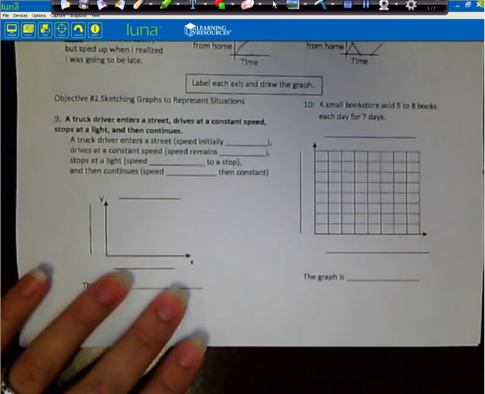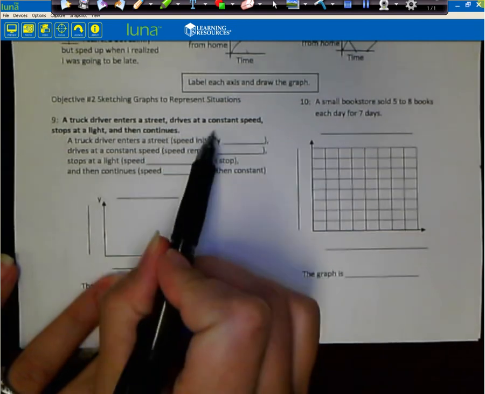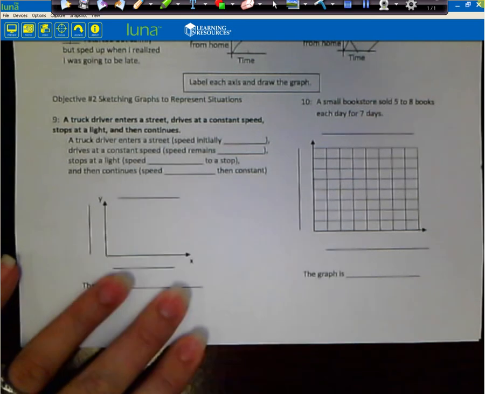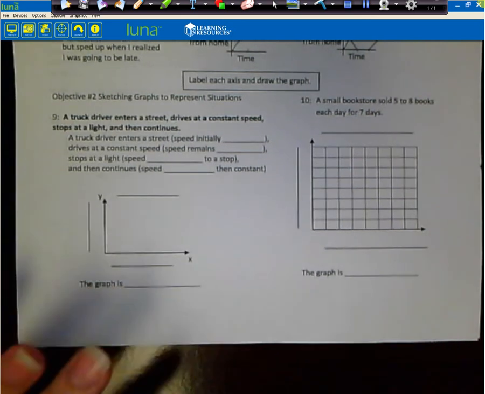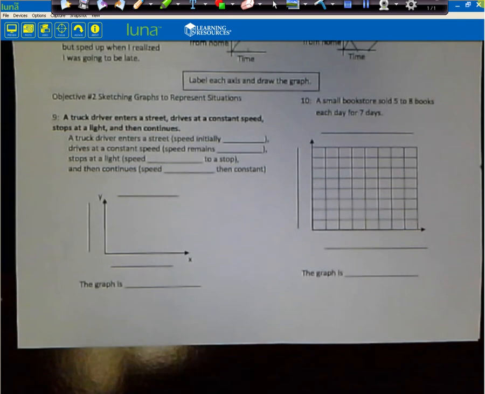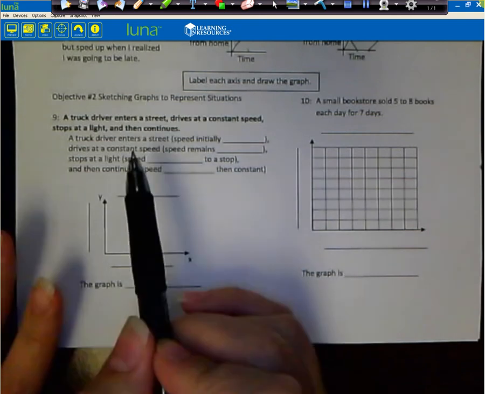Alright, so here we have number 9. It says a truck driver enters a street, drives at a constant speed, stops at a light, and then continues. The first thing we're going to do is break down this text into specific points where our graph is going to be changing, and then we're going to look at what our graph specifically looks like based on that text.